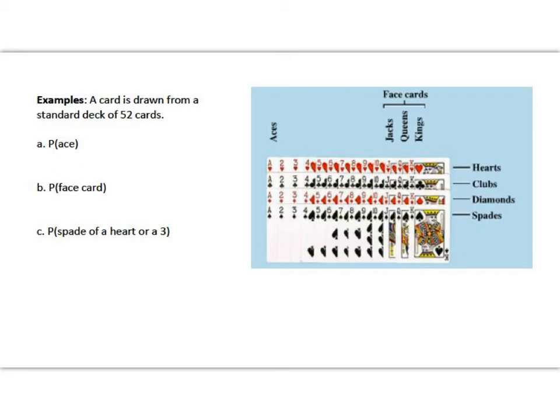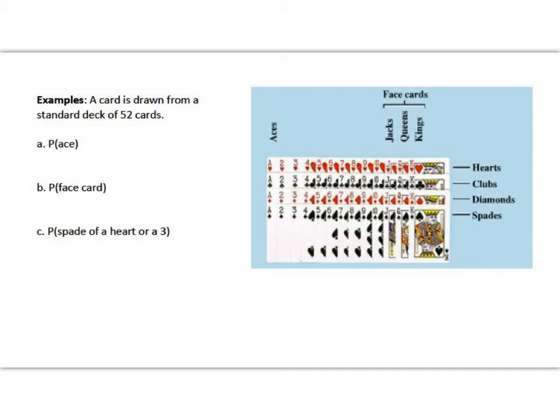Now there are also cards that are printed with black ink, which would be the spades and the clubs. And the cards that are printed with red ink are the diamonds and hearts. So that's something to think about when you're talking about red versus black. That'll probably come up in some questions.